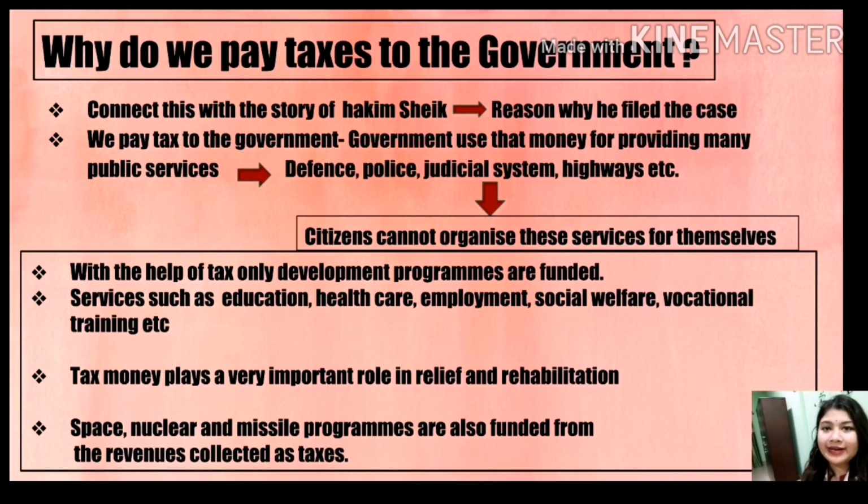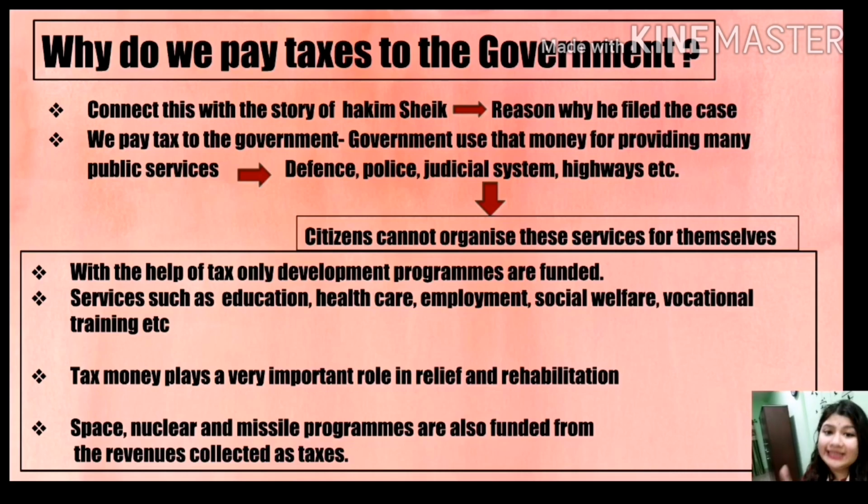Now I hope you are clear with the concept of why Hakim Sheikh filed a case, because as a citizen of India he has the whole right to get proper treatment in a government hospital. So this is the reason why he had filed a case in the court.